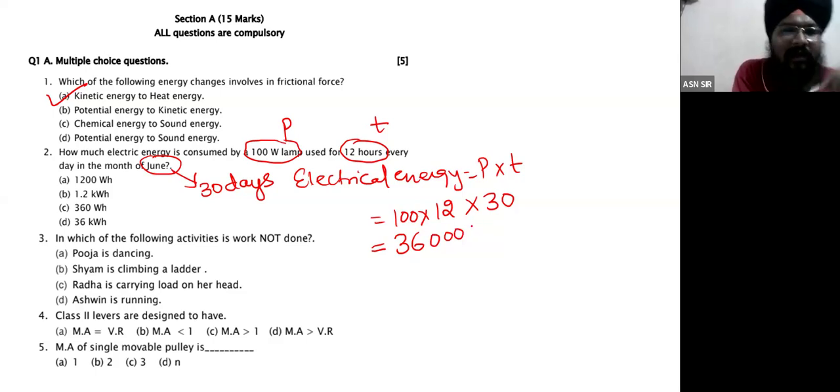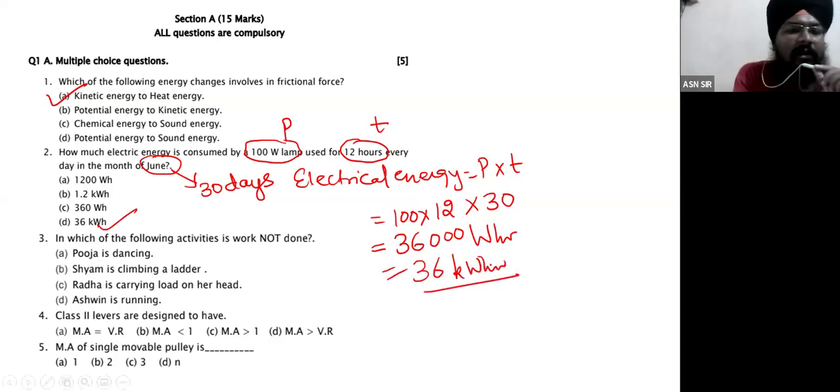If you see the unit very carefully, the unit is required over here. The power unit is watt, and you have kept hours. So this is watt hour. And we have 36 kilowatt hour as the answer, option D. Kilo means 1000. So 36 kilowatt hour is the answer. That is option D.